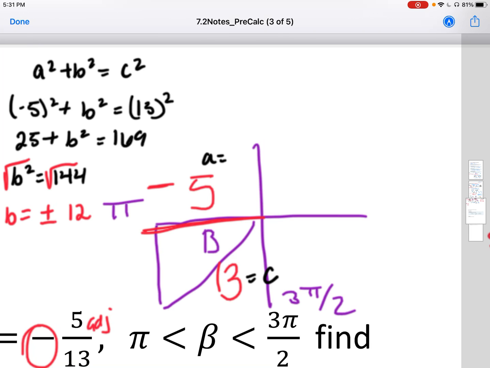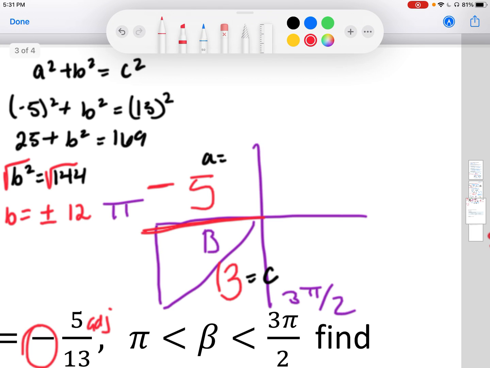We have to think if it's positive or negative. So the value we're trying to find is this b here, this missing side, which is our b. We labeled it b. Is it negative or positive? Well, our y's are negative, right? We have -1, -2, and so on. So I have to choose that negative one. So b is -12.